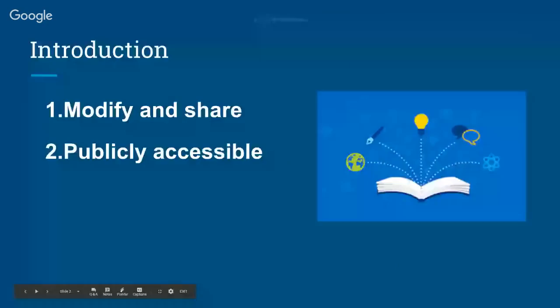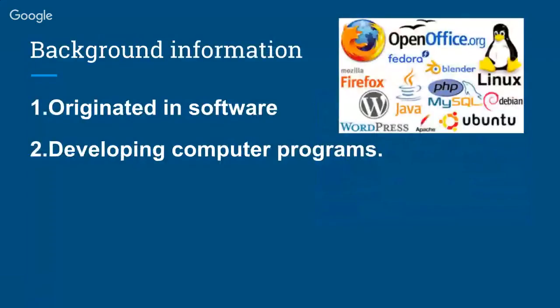So first of all, the introduction of open source. The term open source refers to something people can modify and share because it is designed publicly as accessible. And the background of open source is that it originated in the context of software development, to design a special approach to create computer programs.